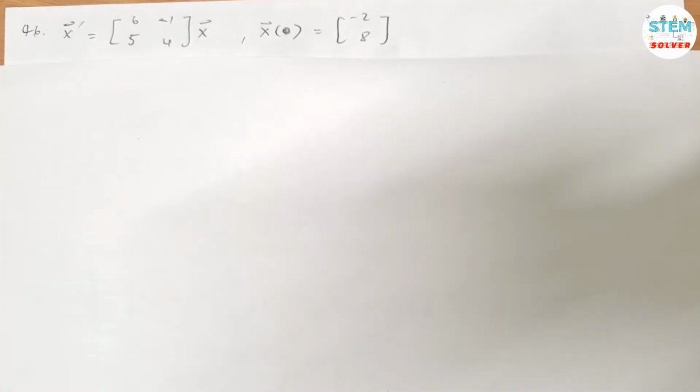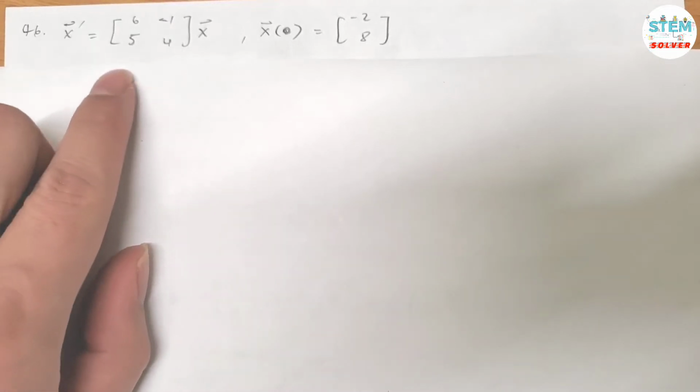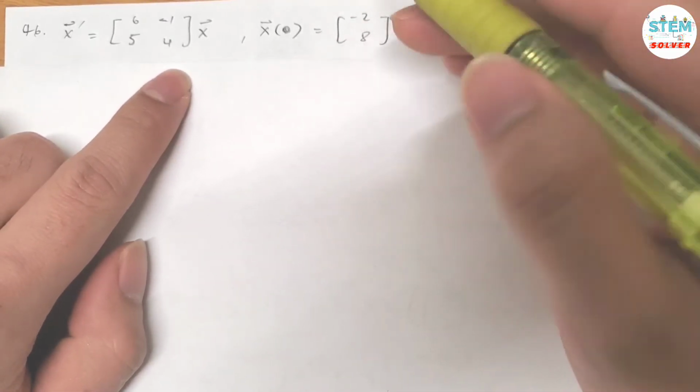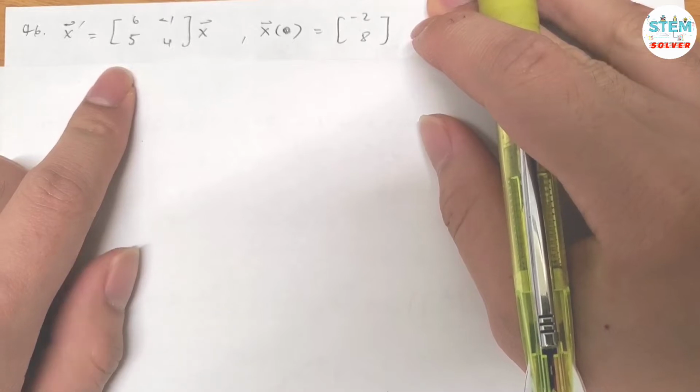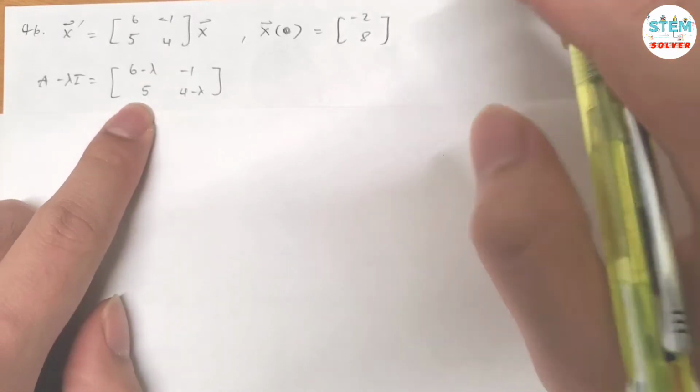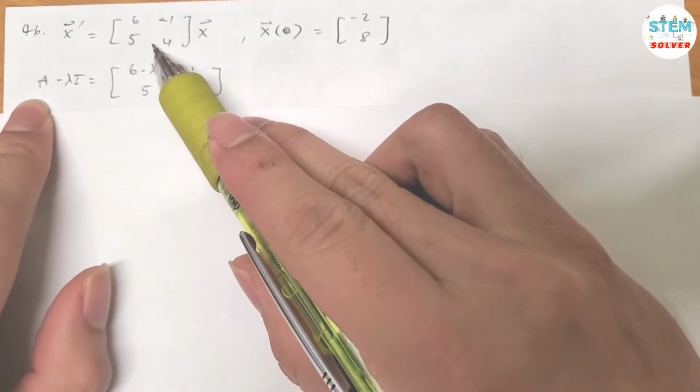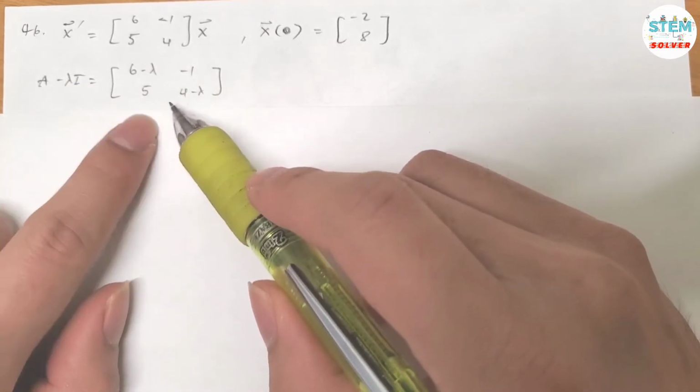Solve the given initial value problem. So you're given this problem and the condition. First of all, you need to find A minus lambda I, which is this one. What is A? Let's call this matrix A, and then subtract it with lambda I. That gives you this matrix.